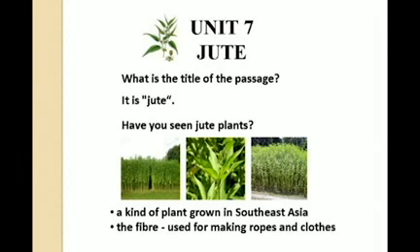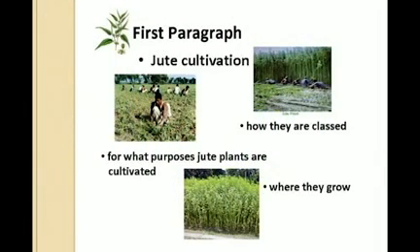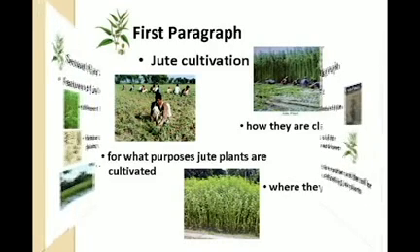The third question is, how many paragraphs are there in this passage, Jute? There are 5 paragraphs in this passage, Jute. What is the main idea of the first paragraph? The first paragraph tells us for what purposes jute plants are cultivated, how they are classed, and where they grow.